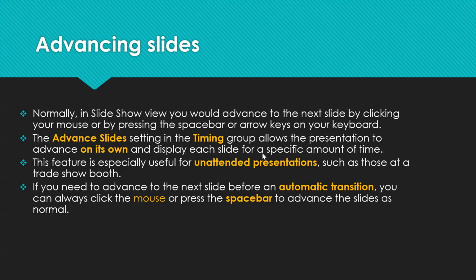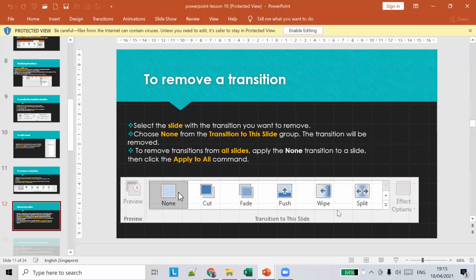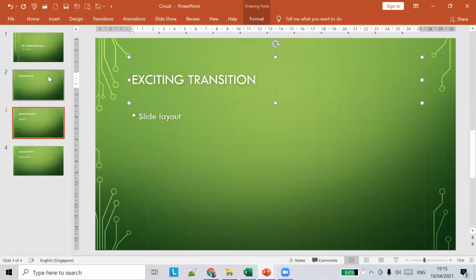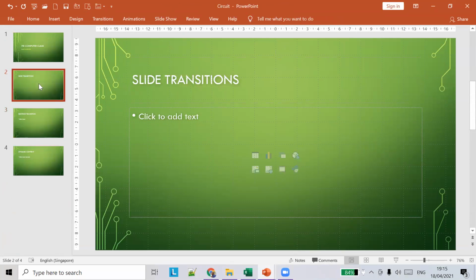So we saw how to advance slides. Okay, so we moved from one slide to another slide by clicking the left click button. But now we are going to do it automatically using the timing options. Under the timing group, there are options to advance slides without clicking the left button. Okay, so if you go to this slide transition, right?